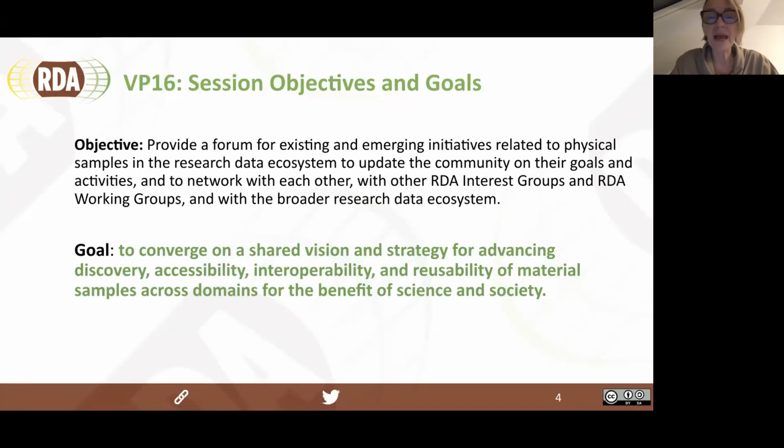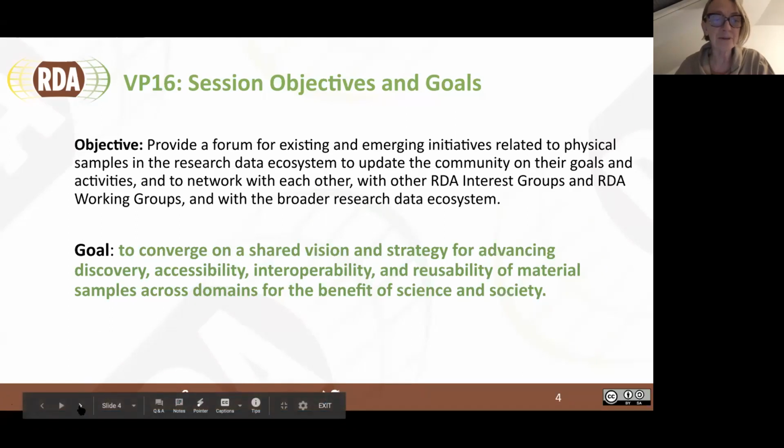Plus, we also then have to take the step to look for other RDA interest groups and working groups that can leverage our activities and our goals. And clearly with the broader research data ecosystem, the integration is highly relevant. What we want to achieve is convergence on sharing a vision and strategy for advancing FAIR samples, specifically in a cross-disciplinary manner so that science and society at large can benefit from these samples.